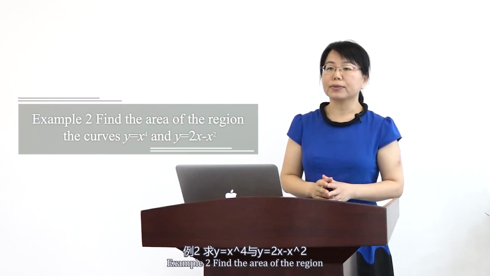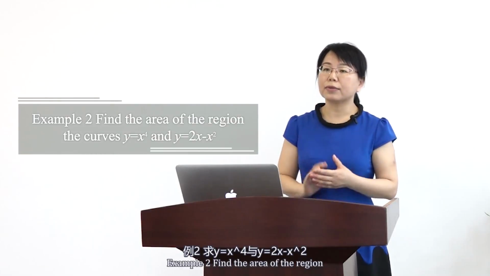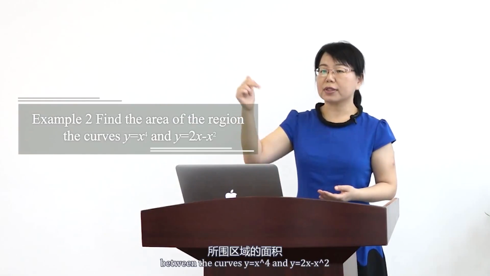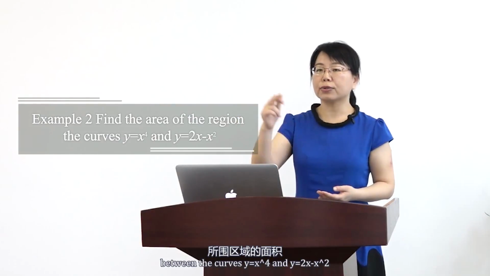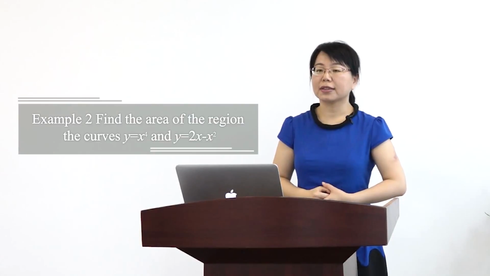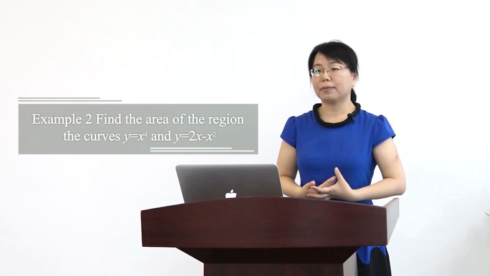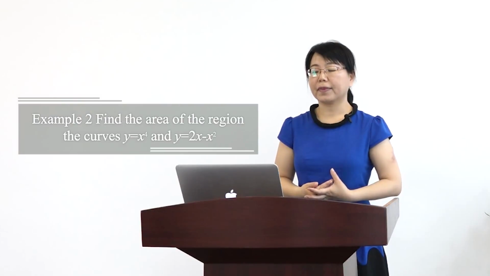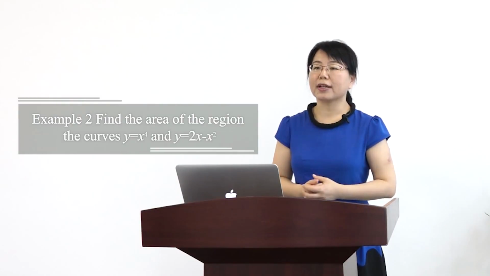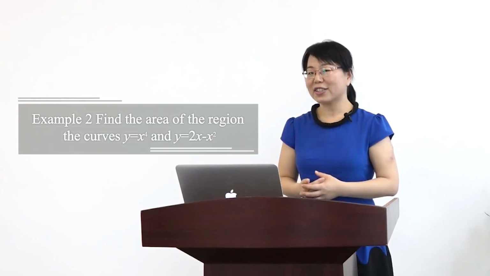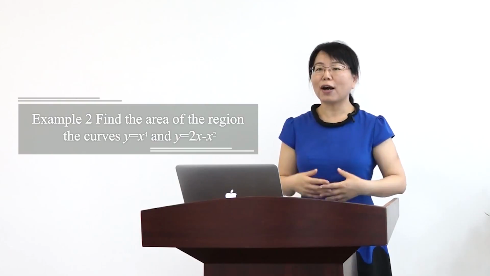Next example. Example 2. Find the area of the region between the curves y equals x to the 4th and y equals 2x minus x squared. Alright, please take 1 minute to think about it. And who would like to share your ideas about this problem? Alright, Jonathan, could you tell me how to solve this?